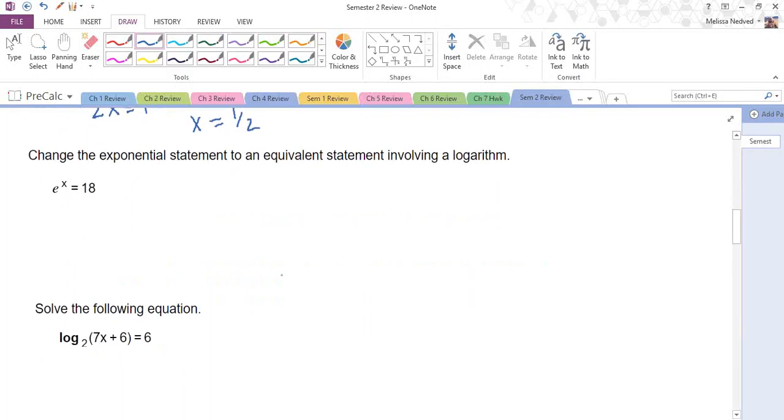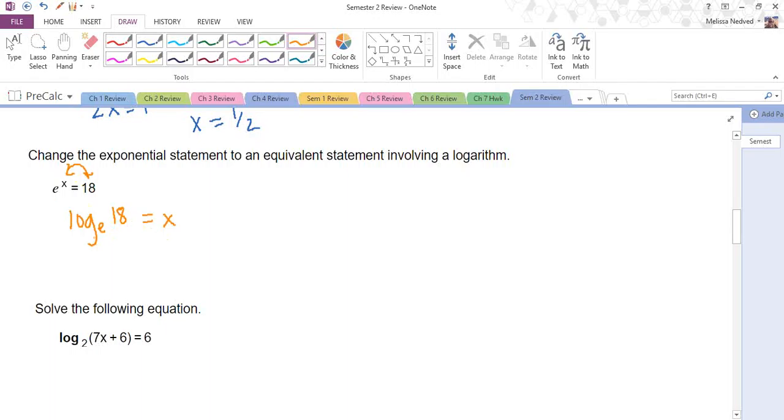All right, changing back and forth between exponential functions and logarithm functions. The key to remember here is that your base stays the base. Okay, so here, if you want to read it this way, e to the x equals 18. e is my base, x is my exponent, and 18 is my argument, is the word they use sometimes. So my base stays the base. So log of e, then your other two values switch. Log base e of 18 equals x.